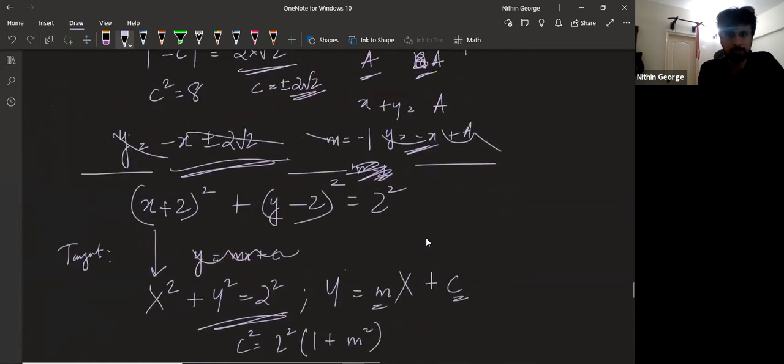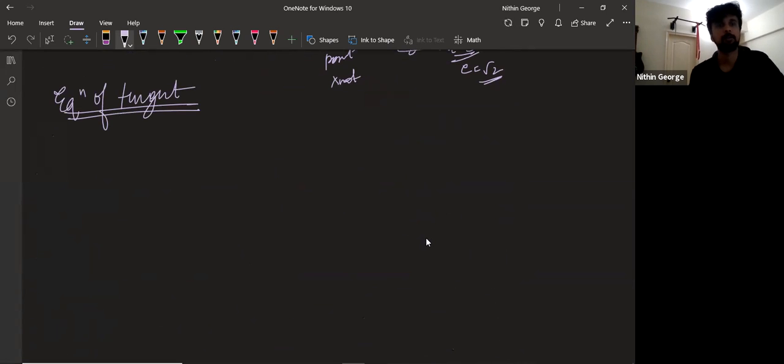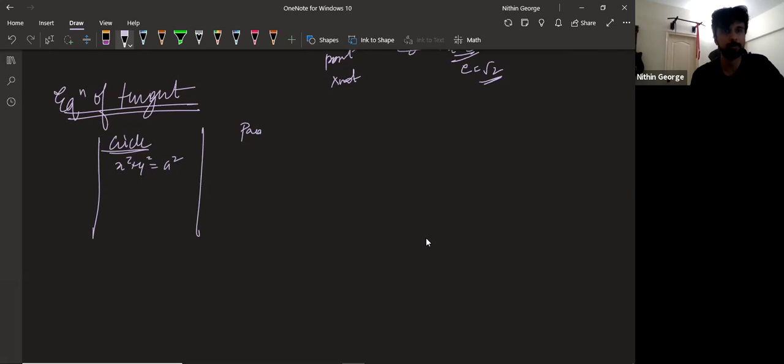Now, equation of tangent. Okay. So here, equation of tangent. Okay. So you have the circle here. Circle is x square plus y square equal to a square. For x square plus y square equal to a square, now, slope form of the tangent is y equal to mx plus or minus a root, or wait, check this.